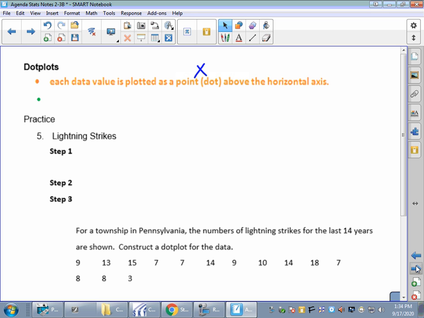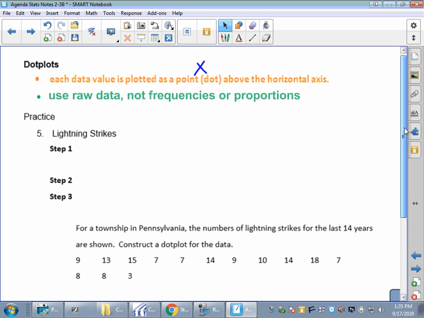This is a two-dimensional representation. We just use a number line. This preserves your raw data. You don't use frequencies, you don't use relative frequencies, you don't use proportions, you use your raw data. So we just know what each piece of data is and how often it shows up.